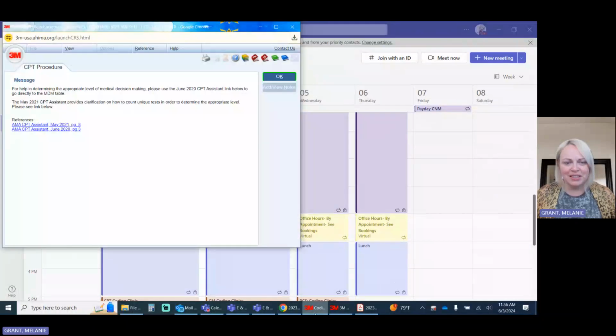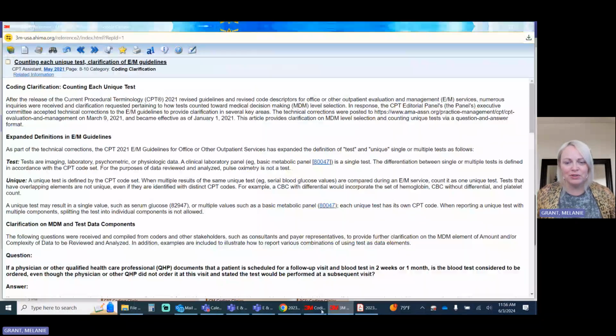I'm going to go ahead and share my screen here. Okay. And so for today, we're going to use a couple of tools. The first one I will be using is 3M, and we're going to be looking at, through 3M, the CPT Assistant that was published May 2021, page 8 through 10. So this is one of the amazing tools that 3M provides.